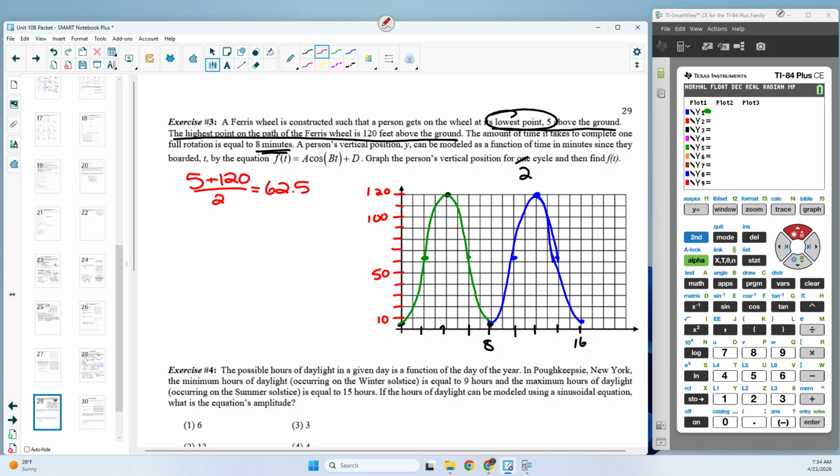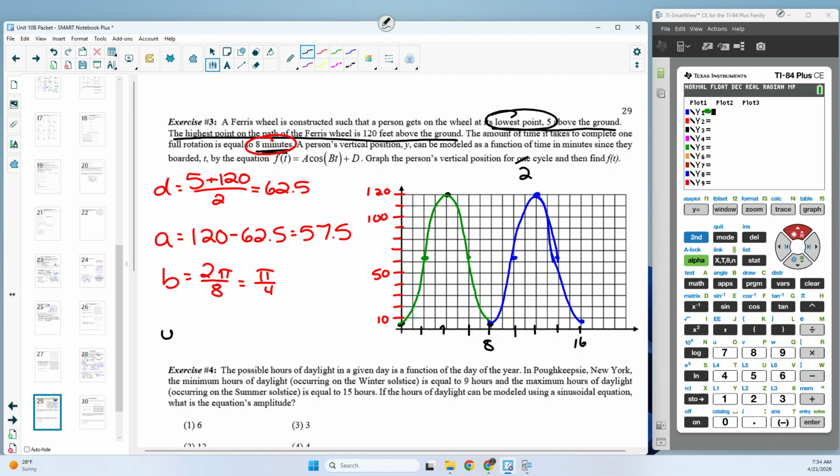So looking at this, we already have our midline, which is going to be our D value. Our A value is the difference between the max and the midline, which comes out to 57.5. And my period is 8 minutes for the one cycle. So my B value is 2 pi over 8, which is pi over 4.